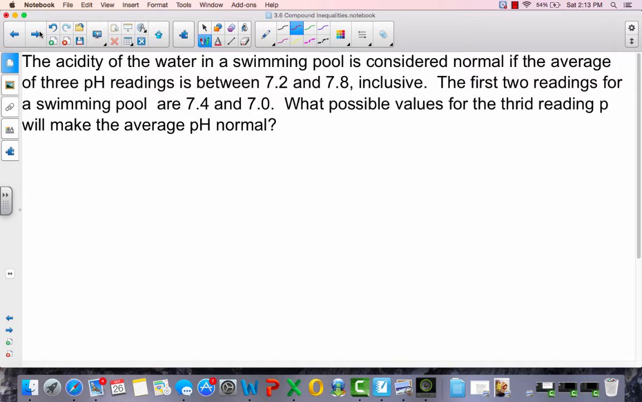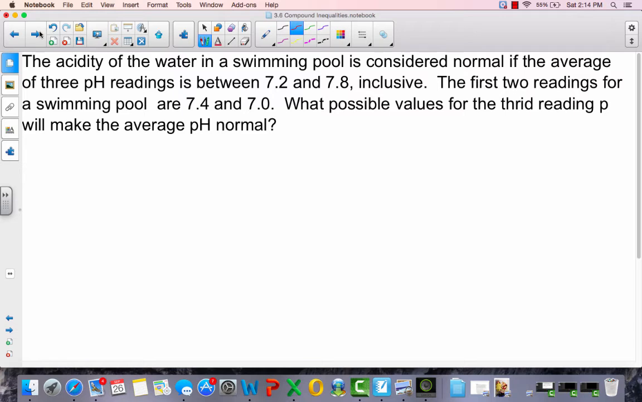All right, it's your turn. The acidity of the water in a swimming pool is considered normal if the average of 3 pH readings is between, keyword between, 7.2 and 7.8 inclusive. Remember, inclusive means it includes the 7.2 and the 7.8. The first two readings for a swimming pool are 7.4 and 7.0. What possible values for the third reading will make the average pH normal? This is just like the one we just got through doing. So remember, it says between 7.2 and 7.8.